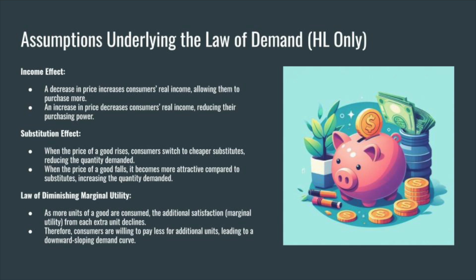2. The substitution effect. When the price of a good rises, it becomes more expensive relative to substitutes, prompting consumers to switch to those alternatives. Similarly, when the price falls, the good becomes cheaper compared to substitutes, increasing its quantity demanded. 3. The law of diminishing marginal utility. This law states that as a consumer consumes additional units of a good, the added satisfaction, utility, from each additional unit decreases. Therefore, consumers are only willing to buy more of a good at lower prices, which helps explain the downward slope of the demand curve.